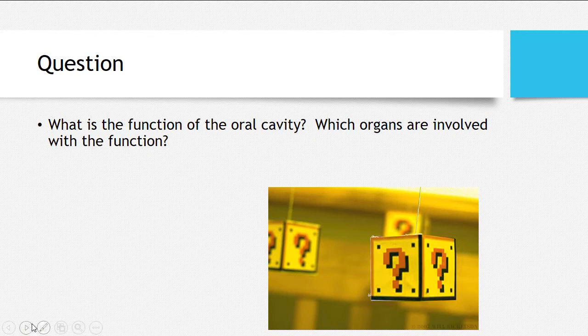Okay, why don't you get out a sheet of paper and do this question here? You can share the sheet of paper with someone else.